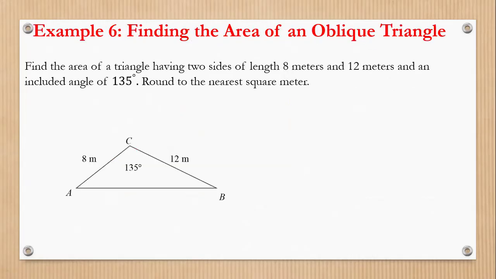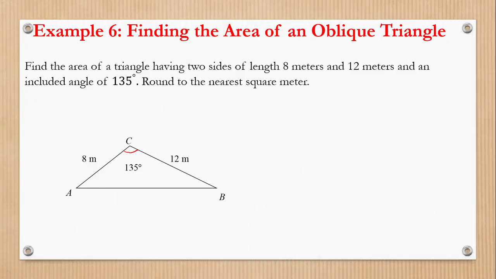Okay, let's look at an example. In example 6, we want to find the area of this oblique triangle. In this triangle, we know that one side is 8, one side is 12, and the included angle is 135, which means the angle between these two sides is 135. To use this formula for finding the area, we must have an included angle. We must have two sides and the angle between the two sides. If the angle in between is not given to you, you need to find that first and then use the formula to find the area.